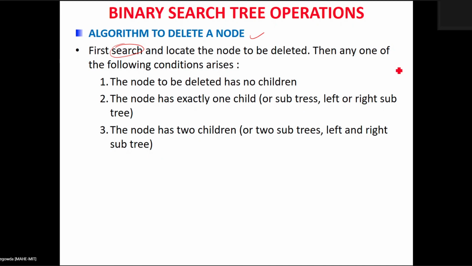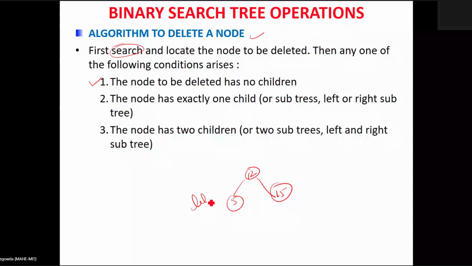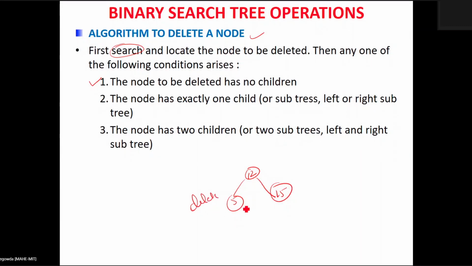In order to delete a node, you may come across the following kinds of situations. There are three kinds of situation you will come across while trying to delete any of the nodes. The first criterion is that the node to be deleted has no children. Say, for example, you have the numbers 12, 5 and 15, and I want to delete the node with the value 5. This 5 does not have any left child or right child. I want to delete this. This is the first situation.